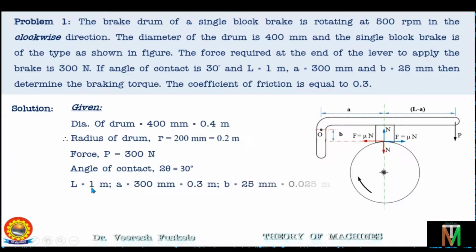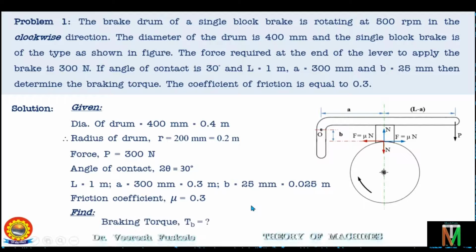The length L, that is the length of the lever or the distance of the fulcrum point from the point where the force is applied on the lever, is 1 meter. A is 300 millimeter, that is the distance of the central point of the block to the fulcrum point, which is 0.3 meters. And similarly B, that is the distance between the fulcrum point and the line of action of the friction force, is 0.025 meter.